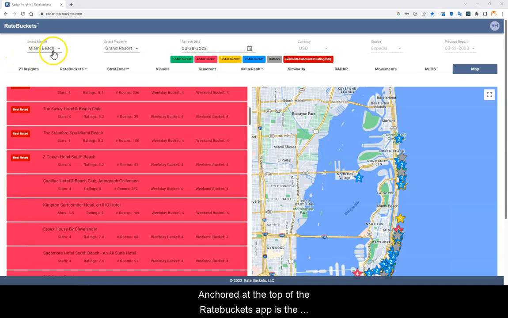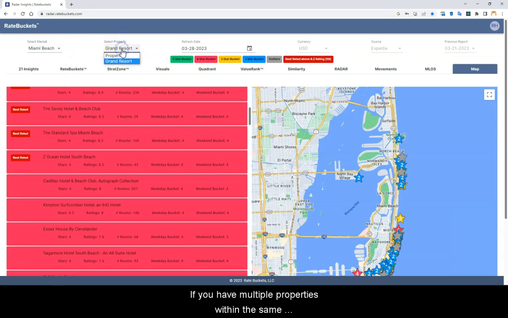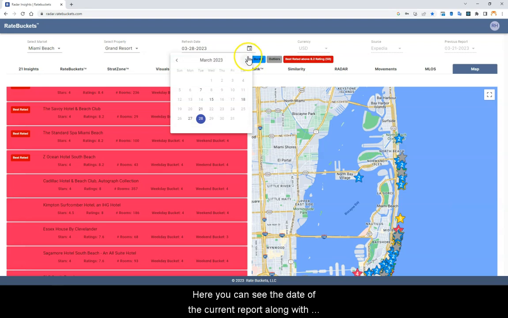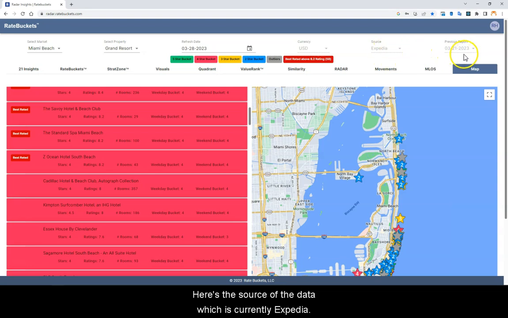Anchored at the top of the Ratebuckets app is the header information. The market name is visible, and if you have subscriptions to multiple hotels in different markets, you can select them accordingly. If you have multiple properties within the same market, you can select the specific property name within that market. Here, you can see the date of the current report, along with a calendar that allows you to select previous reports. You can also see the currency of the rates. Here is the source of the data, which is currently Expedia. Also visible is the date of the previous report, which serves as the basis for identifying significant week-over-week market changes.